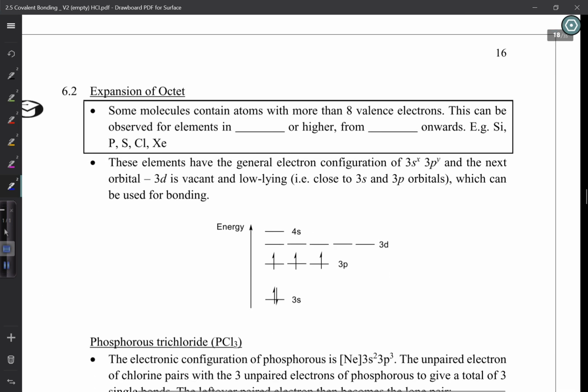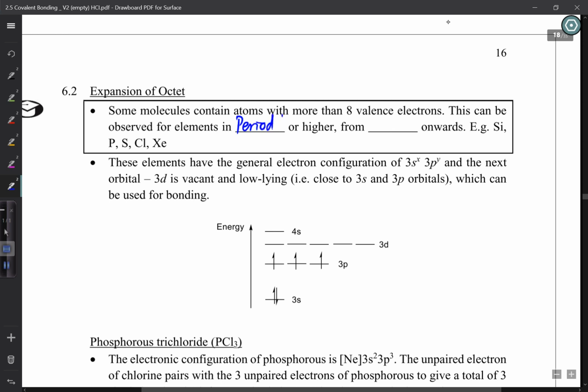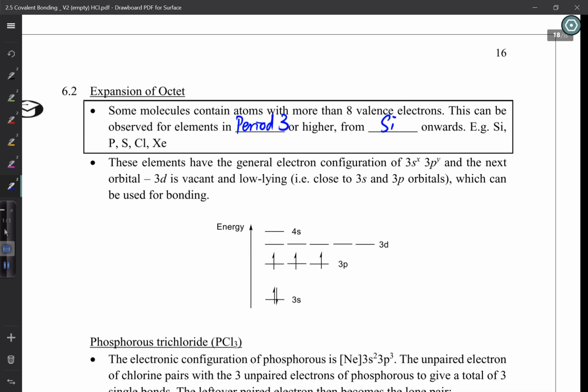So we will talk about electron deficient molecules. Now we talk about expansion of the octet. So this is like the reverse of electron deficient molecules. Some molecules contain atoms with more than 8 valence electrons. Just now we talked about less than 8, now we have more than 8. And these can be observed for elements in period 3 or higher, usually from silicon onwards. So this means that usually silicon, phosphorus, sulfur, chlorine, xenon can have more than 8 electrons.